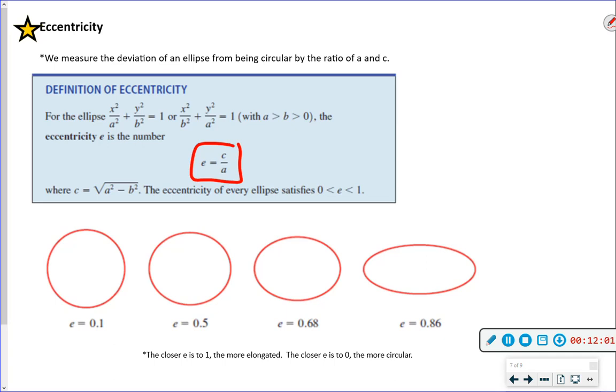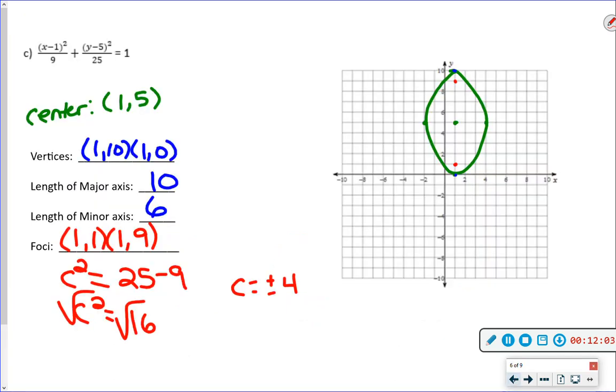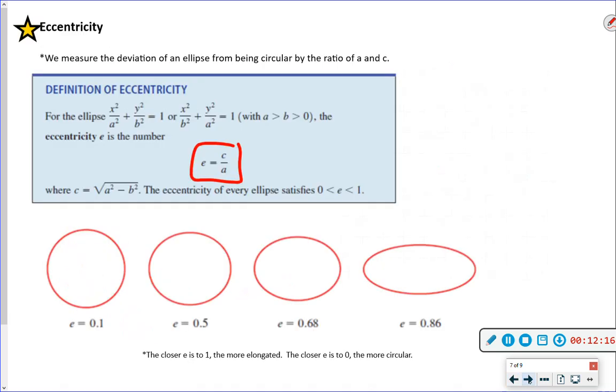And we're going to do one here in a minute. If I asked you for the eccentricity on this last one, it would be c, 4, over a, my biggest denominator, 5. 5 squared, 25. So it would be 4 over 5. So that's how you would calculate that. So I'm just going to do one more and throw that on you.